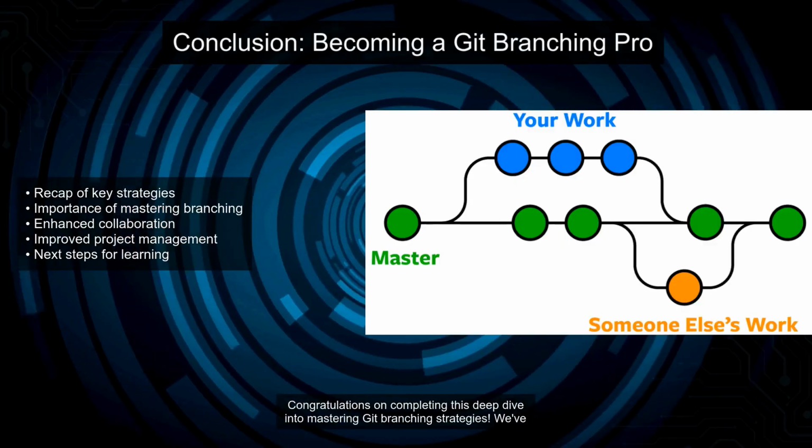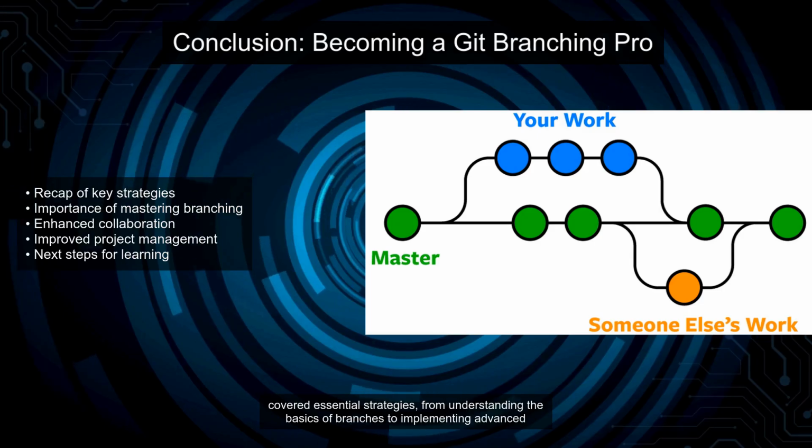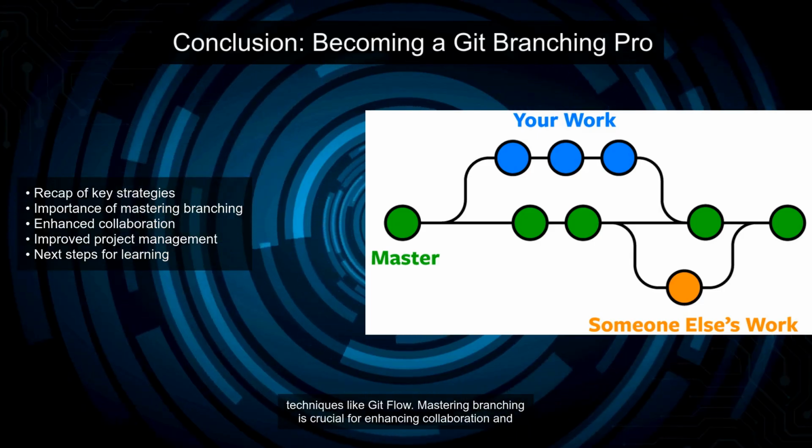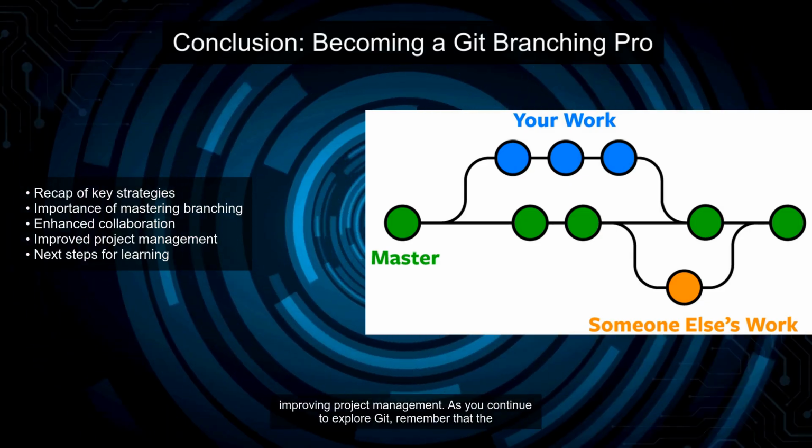Congratulations on completing this deep dive into mastering Git branching strategies. We've covered essential strategies, from understanding the basics of branches to implementing advanced techniques like Git Flow. Mastering branching is crucial for enhancing collaboration and improving project management.